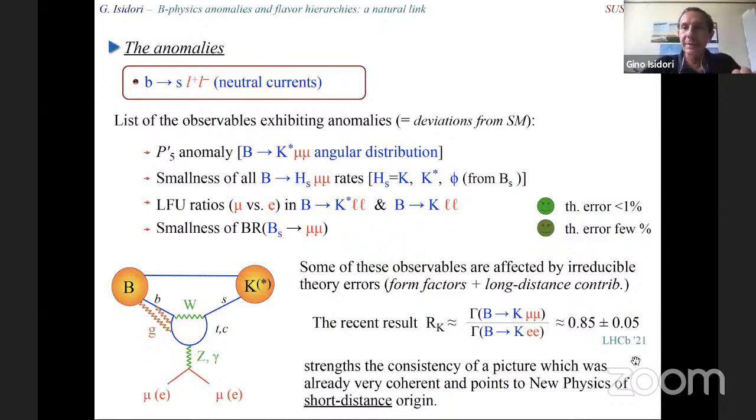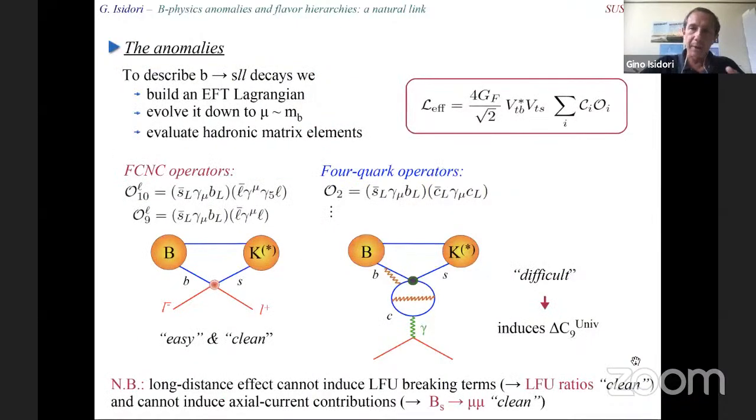But if it was only this 3 sigma, you could forget it. What is really nice is that it's not only this 3 sigma; there are a lot of different effects which all point together to the same type of dynamics. And how do we describe these dynamics? Just in one slide: to describe this effect within and beyond the standard model, we have to build an effective Lagrangian describing the B to S LL transition. We have two types of operators: the point-like bsll coupling, axial current and vector current, and we also have the four-quark operators.